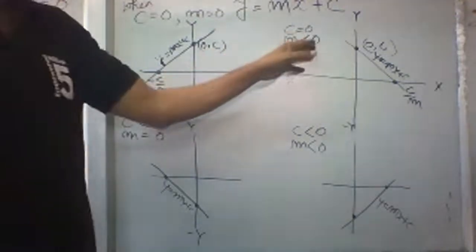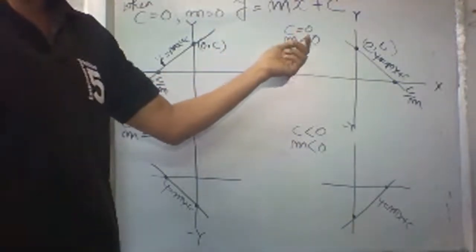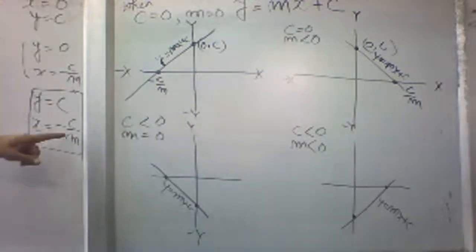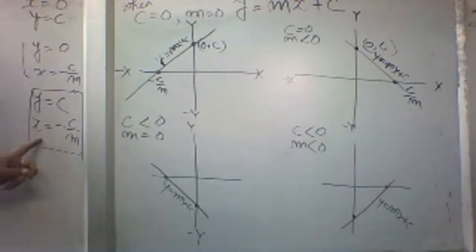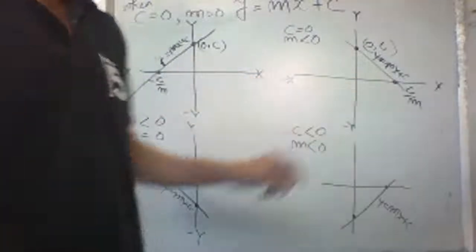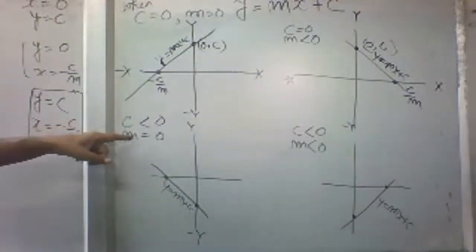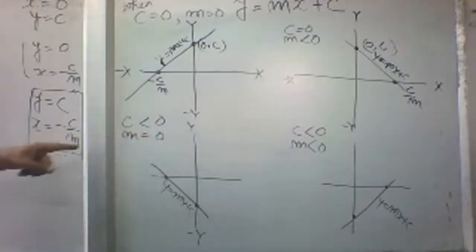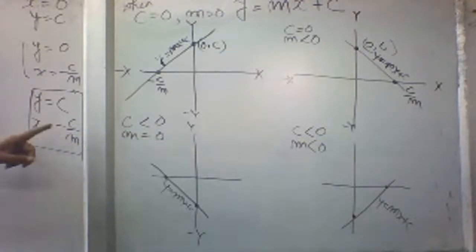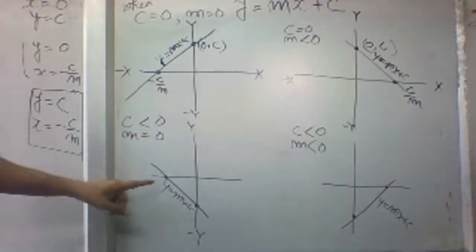Okay. When m is less than 0, it means the value of m is negative, and negative negative is plus. The x value will always be plus. If the value of m is positive, the answer of x will always be in the negative side.